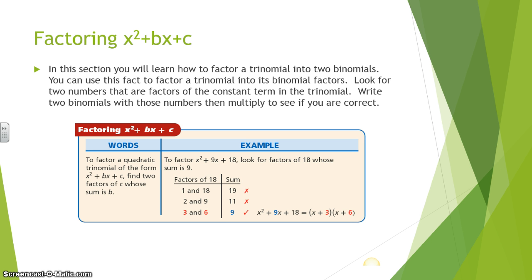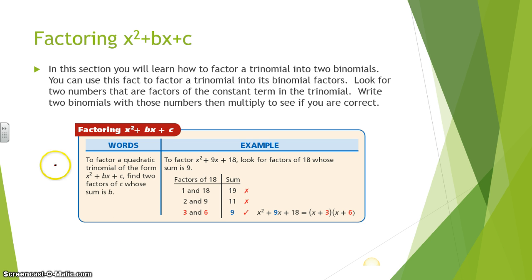So what you're going to do is look for two numbers that are factors of the constant term in the trinomial, and then write two binomials with those numbers, then multiply to see if you're correct. So it's a lot of factoring out, looking at binomial factors.